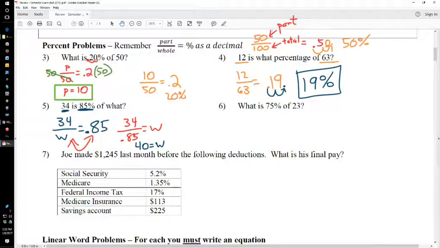And if you want to go back and work it again, do 34 divided by 40, you will get 0.85. If you haven't paused and tried these on your own yet, try number 6, and then come back. Otherwise, here we go.